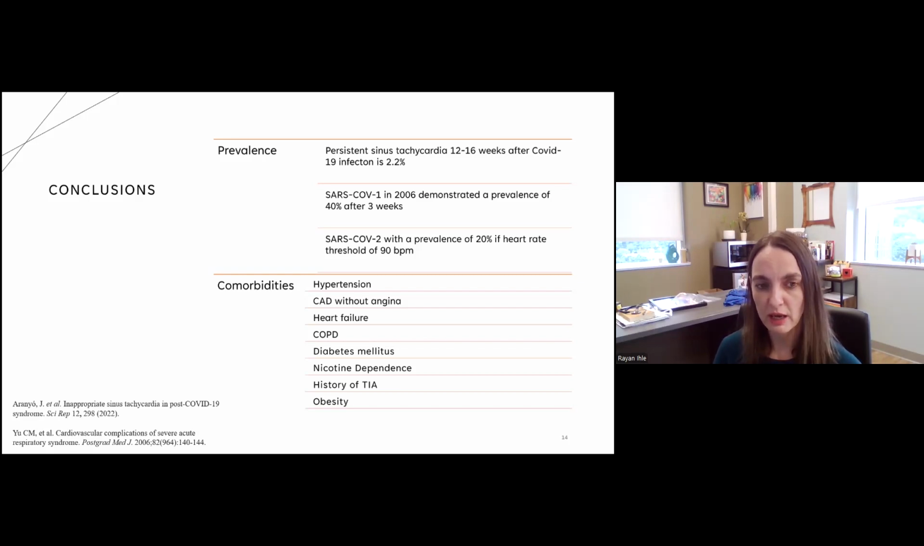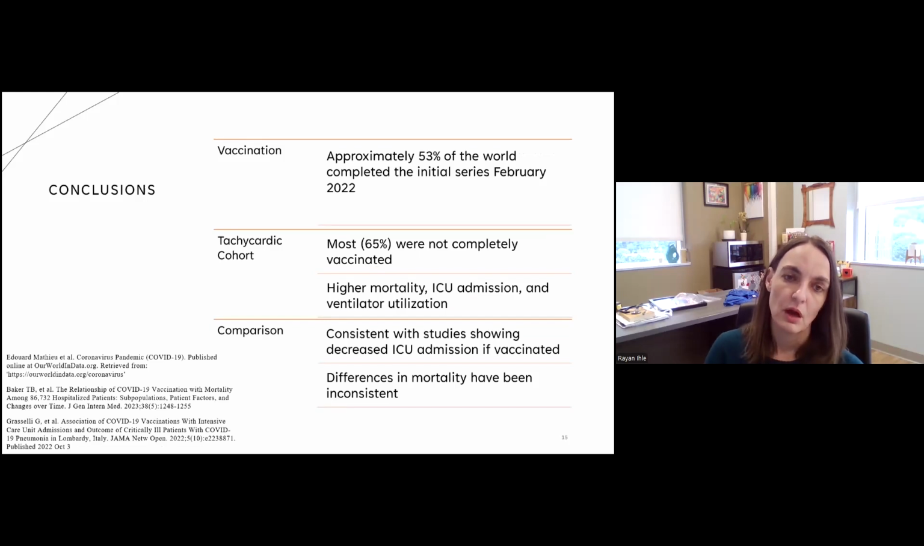We did demonstrate that patients that have comorbidities have a higher prevalence of post-COVID tachycardia or post-COVID syndrome with tachycardia, including hypertension, coronary artery disease, heart failure, COPD, diabetes, smoking, stroke, and obesity. Approximately 53% of the world completed the initial series of vaccination in February 2022, which is around the time when our study ended. Most of our patients, 65%, were not completely vaccinated or not vaccinated at all. Those patients that were not vaccinated had a higher mortality, ICU admission, and ventilator utilization. This is consistent with studies showing that vaccination does decrease ICU admission. However, there have been inconsistencies in data showing mortality benefit for different populations.